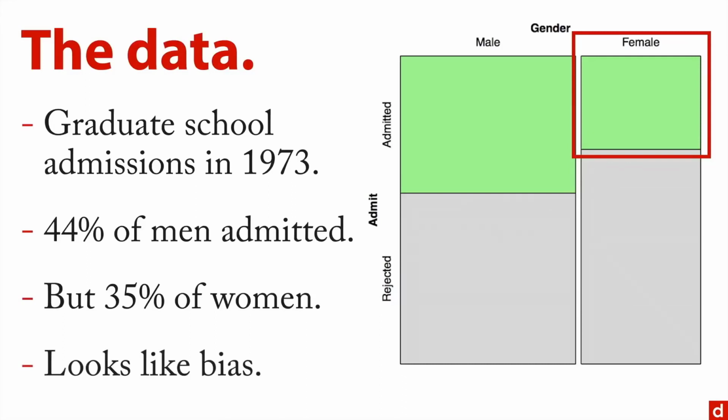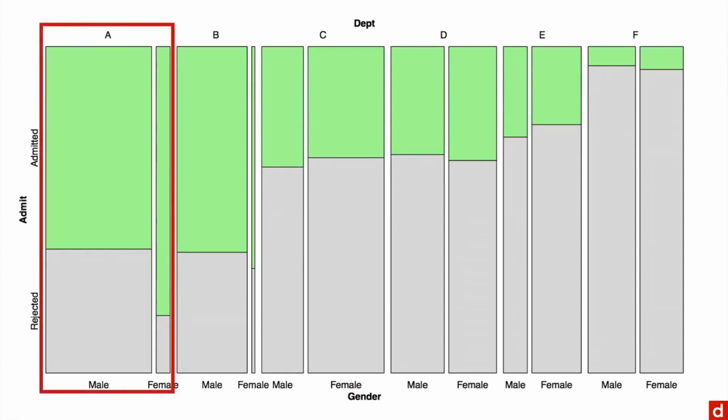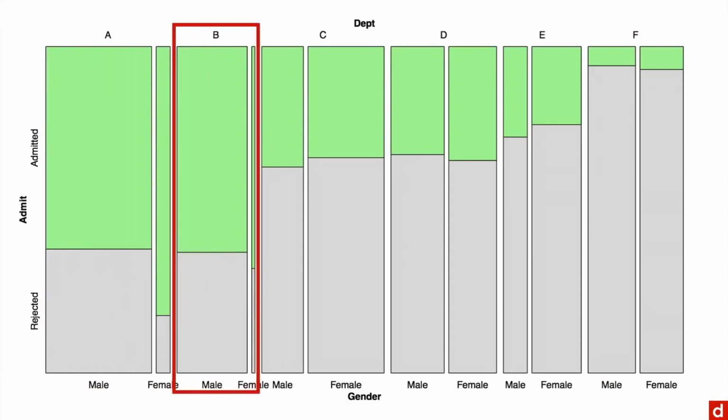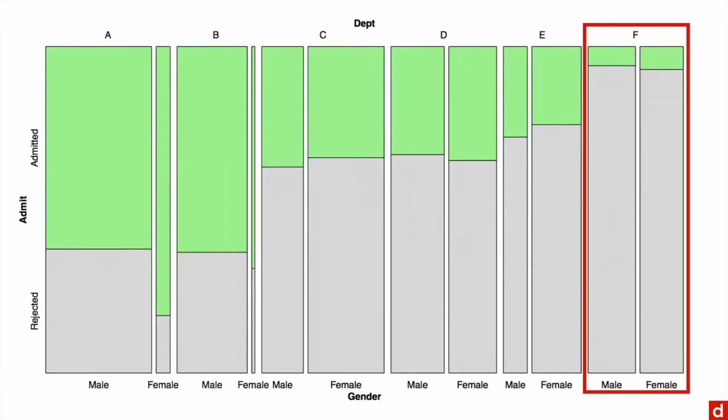So what Berkeley then tried to do is find out, well, which programs are responsible for this bias? And then you got a very curious set of results. If you break the applications down by program, and here we're just calling them A through F, six different programs, what you find is that in each of these, male applicants are on the left, female applicants are on the right. If you look at program A, women actually got accepted at a higher rate. And the same is true for B. And the same is true for D. And the same is true for F. And so this is a very curious set of responses, and it's something that requires explanation.